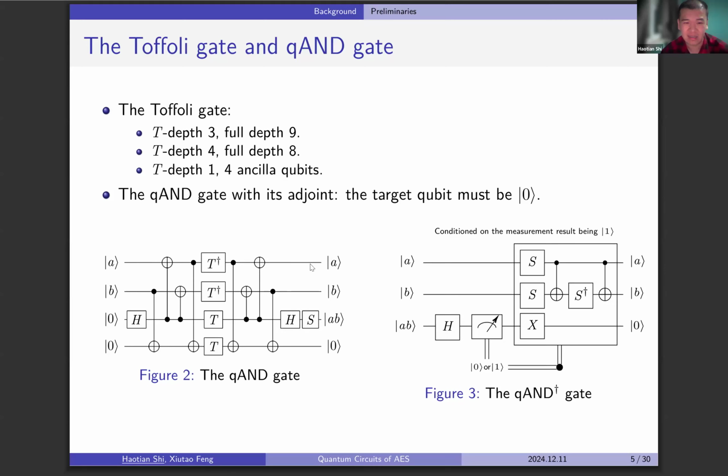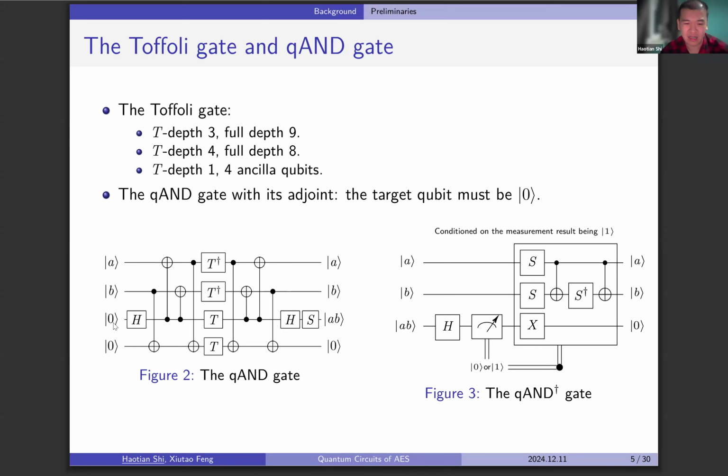Actually, the Toffoli gate is a composite gate. It can be decomposed in several ways. For example, it can be decomposed with T depth 3 and 4 depth 9. Notably, the QN gate is often used to replace the Toffoli gate to reduce the cost, since the QN gate has T depth 1 and only needs one ancillary qubit.